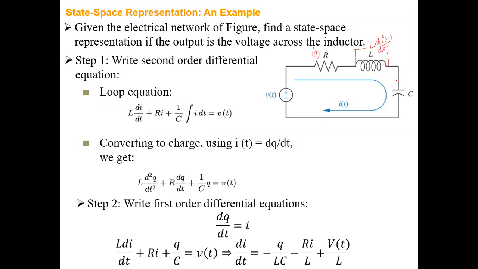So what is the voltage here? The voltage drop here is Q over C, right? So what is Q? Q is the integral of I dt. So you can simply write this, okay? So voltage is Q over C.